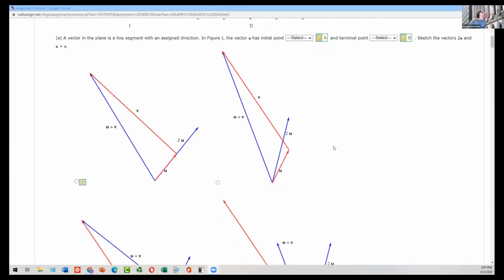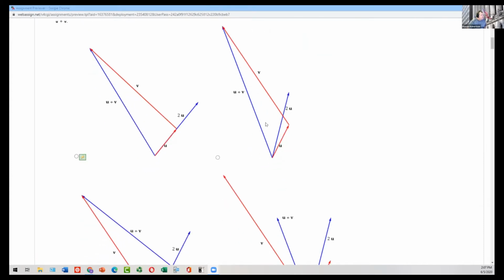But let's look at some of the ones that are wrong and why they're wrong. This picture here has got the correct U plus V. But do you see the blue vector 2U is not the same direction as U? It's not parallel to it, going in the same direction. It's slightly off. Oh, we need it to be parallel? Oh yeah, if 2U is parallel to U, it means it's in the same direction as U, right? So it goes along the top of U, but it goes twice as far.